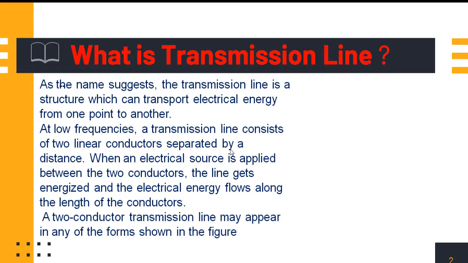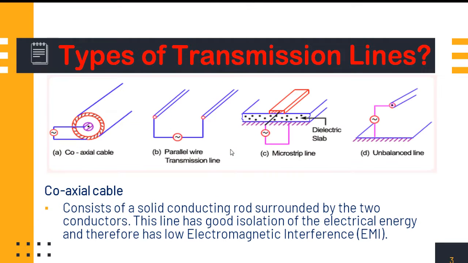A two conductor transmission line may appear in the form shown in the figure. Here are the different types of transmission line. Figure A shows the coaxial cable transmission line. Figure B shows the parallel wire transmission line. Figure C shows the microstrip line. And the last figure shows the unbalanced transmission line.